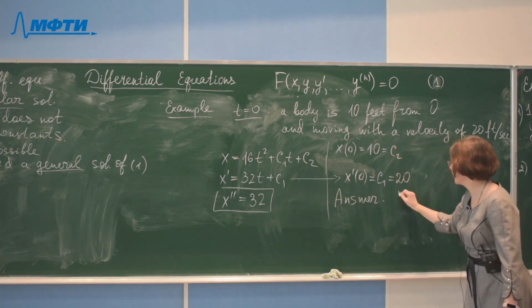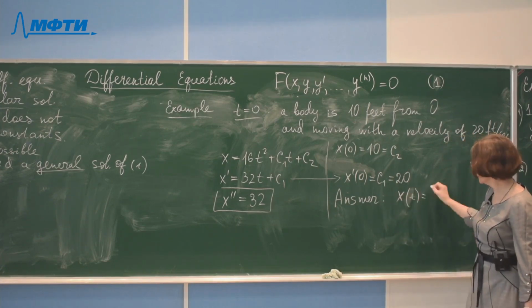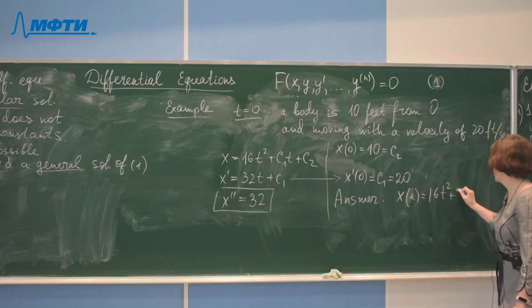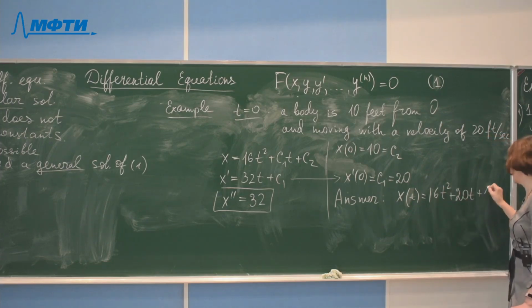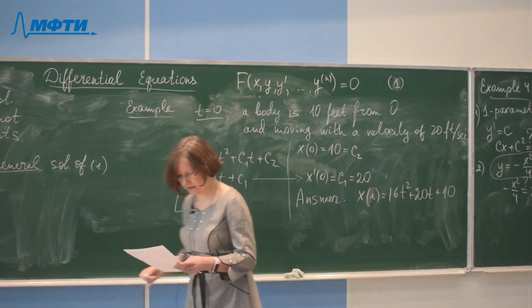And so the final answer is the following: x of t is equal to 16t squared plus 20t plus 10. Okay.